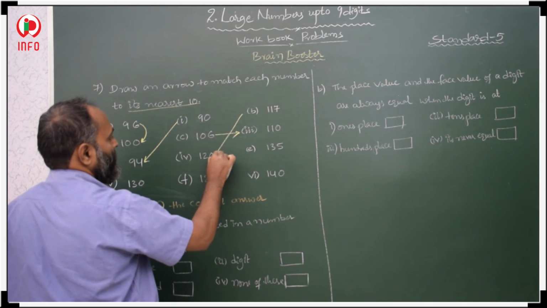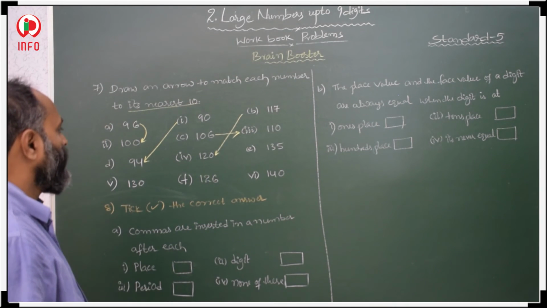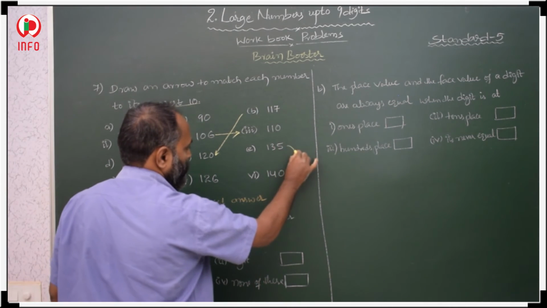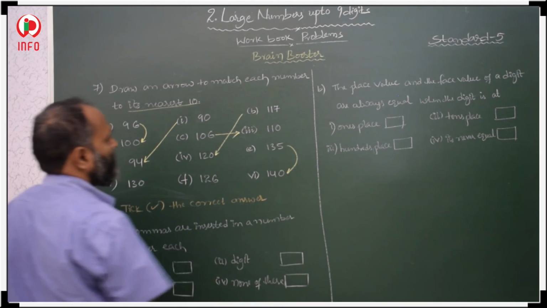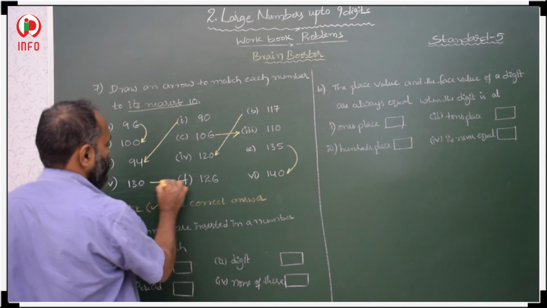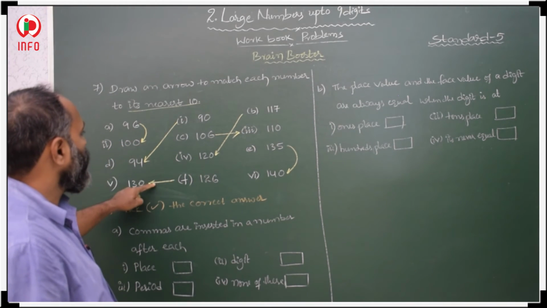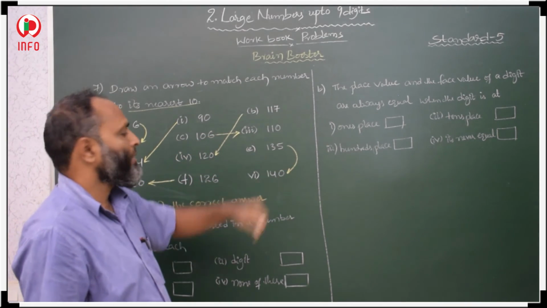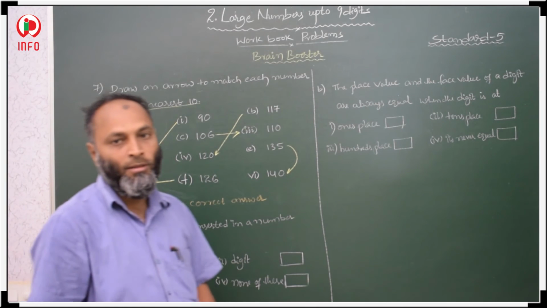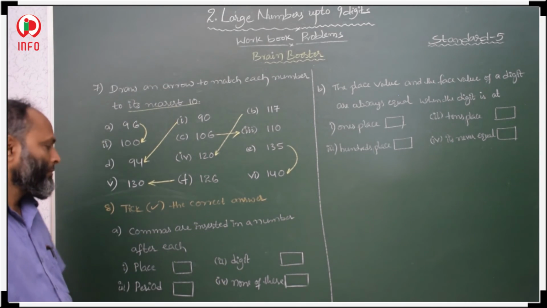117 nearest 10 is 120. Then 135 nearest 10 is 140. Then 126 nearest 10 is 130. 1 pair, 2, 3, 4, 5, 6 pairs. Total 12 given. 12 means 6 pairs. So like this we have to find nearest tens.